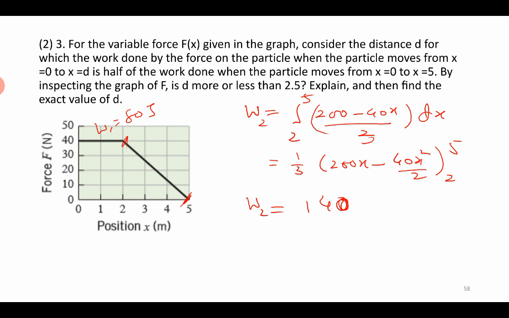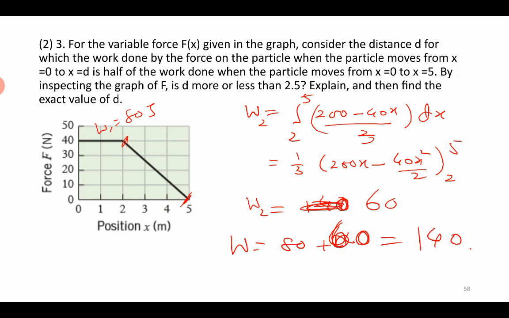So total work, what is the total work? First part is 80, second part is 60. Total work is 140. This integration will give you 60 and total work is 140.